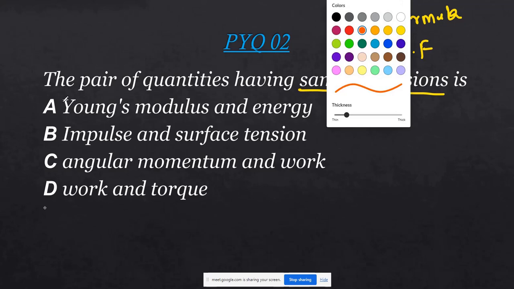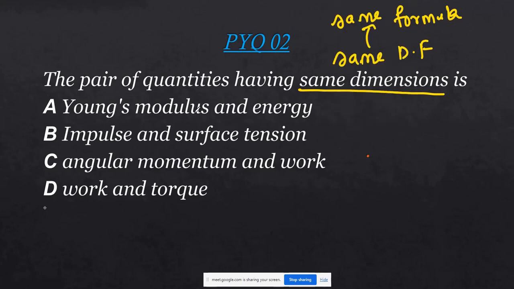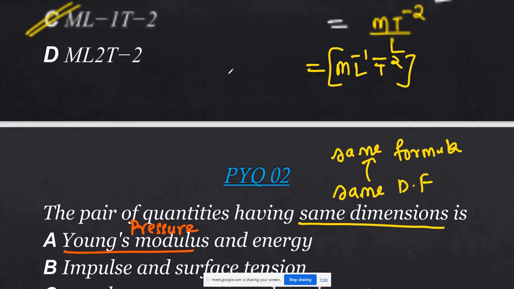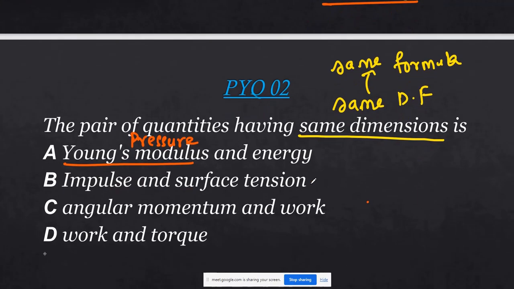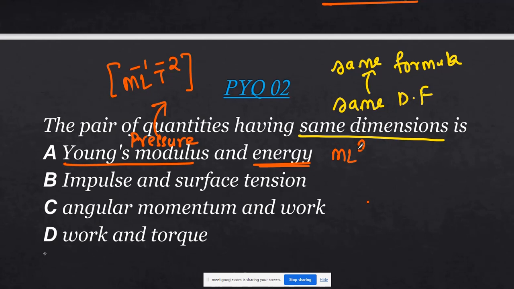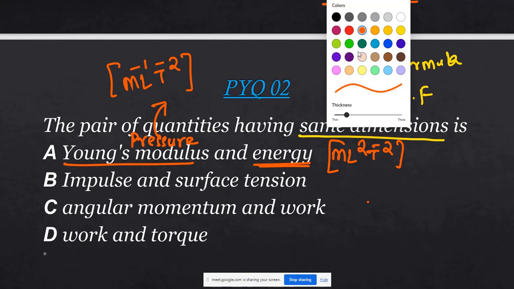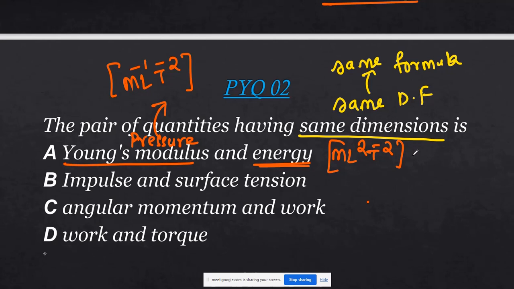First, take the first option, Young's modulus and energy. Young's modulus is also a kind of stress, also a kind of pressure. Just now we have done it for pressure. What was the pressure stress? It is ML minus 1 T minus 2. We'll just take the same. And what is energy? I told you energy units and work units are the same. What are work units? ML square T power minus 2. Now see, do they have the same units here? M is the same, T power minus 2 is the same, but that is L minus 1, and that is L square. So this is not our answer.